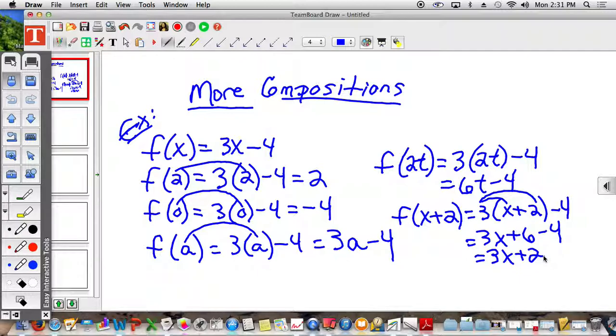I have one more example to show you. A little bit more complicated than this one. Not too bad though. Are you okay with what I did?